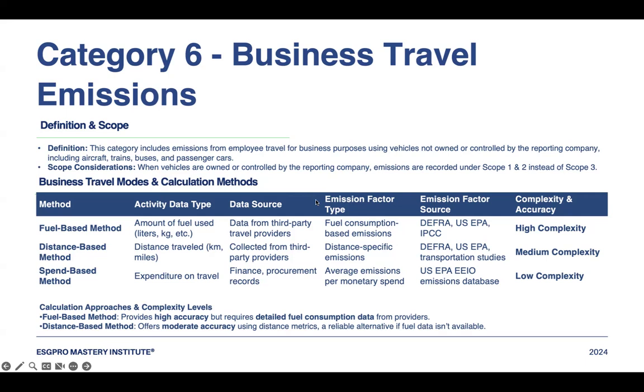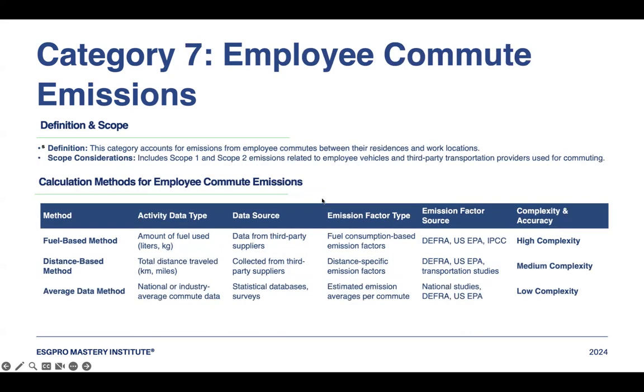EEIO is another data source, which is environmentally extended input output emission data, basically a data set called input output emissions factors. Employee commute, how they are reaching your office, we have already discussed in detail. Here the best way to calculate is the regional or national studies. That will be the easiest to apply, and reliability will increase.